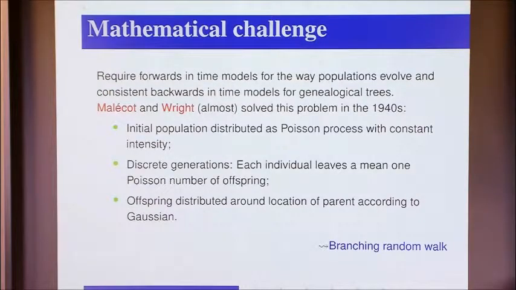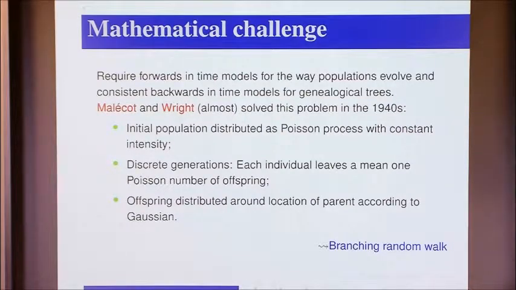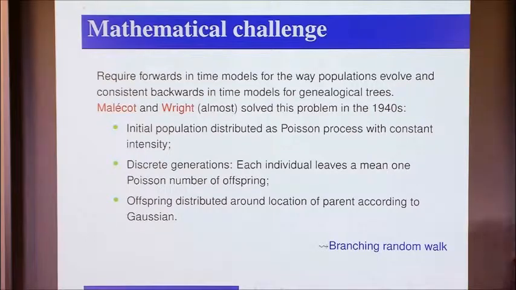The mathematical challenge that was posed to me a long time ago by Nick was to find a consistent forward in time model for the way that the population evolves, but of course a backwards in time model for the genealogical trees relating individuals in a sample from the population, so that we could in principle compare to data. I can assure you there will be no data in this talk, but we could in principle compare to data. So Malécot and Wright almost solved this problem in the 1940s.